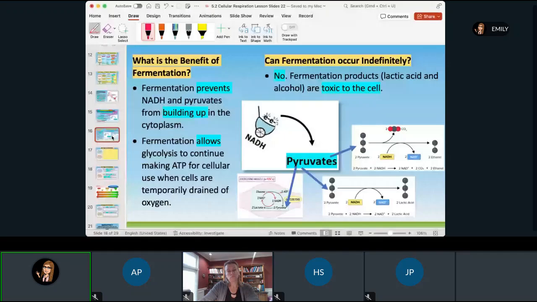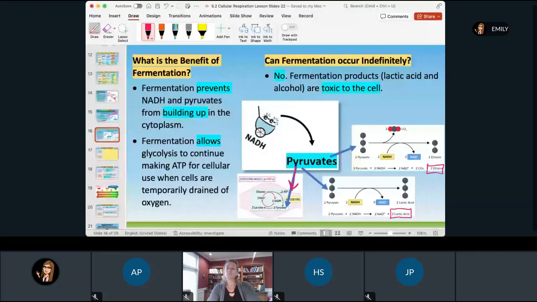So there are a couple things that it breaks down in. Okay. So this is showing you an exercising muscle, which is going to have a lack of oxygen. And so you're either going to get lactic acid or you are going to get ethanol, which is alcohol. So we will talk about that in the next slide when we go through some of the important parts of each. Now, can fermentation occur indefinitely?